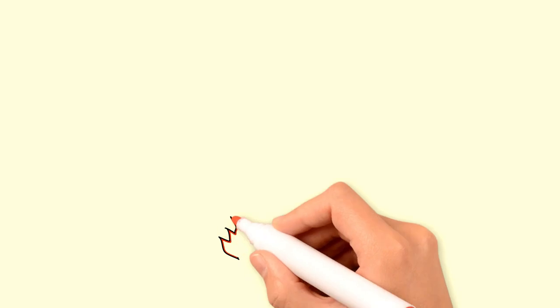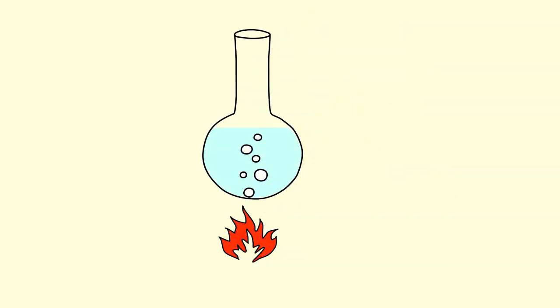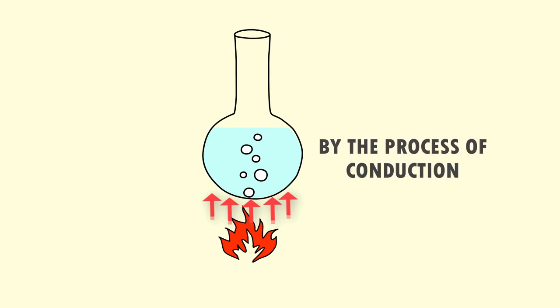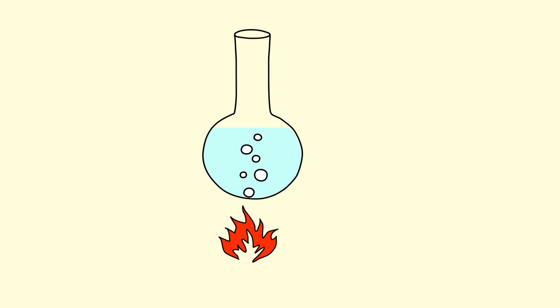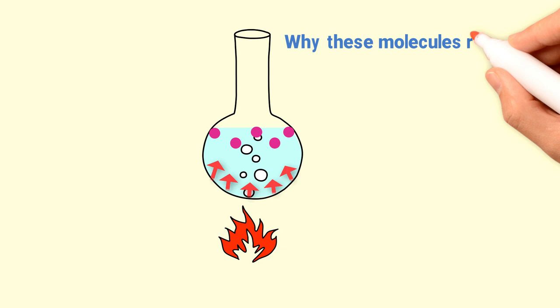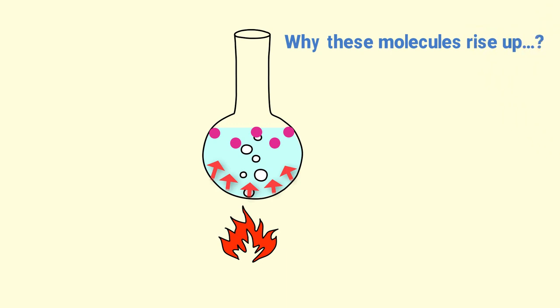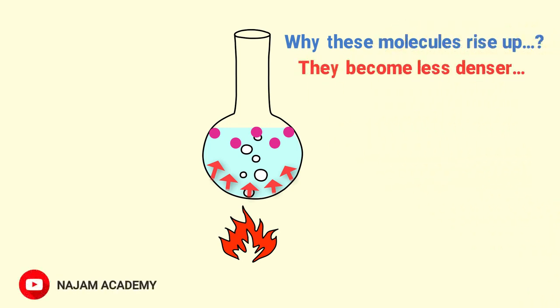Another example of convection is boiling of water. Let's consider that we place an object filled with water on fire. Now there is contact between fire and this conical flask. So by the process of conduction, heat energy from the fire would transfer to the water. Now water being a fluid, its molecules will absorb heat energy from the flask and will rise up. Here let me ask you a question. Why do these molecules of water rise up after getting heat energy? The answer is that they become less dense.